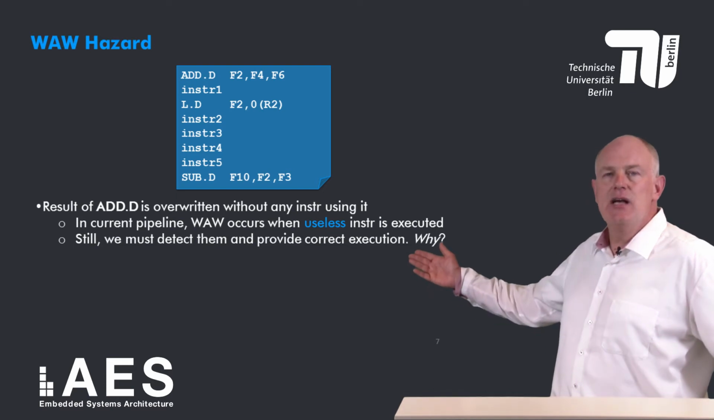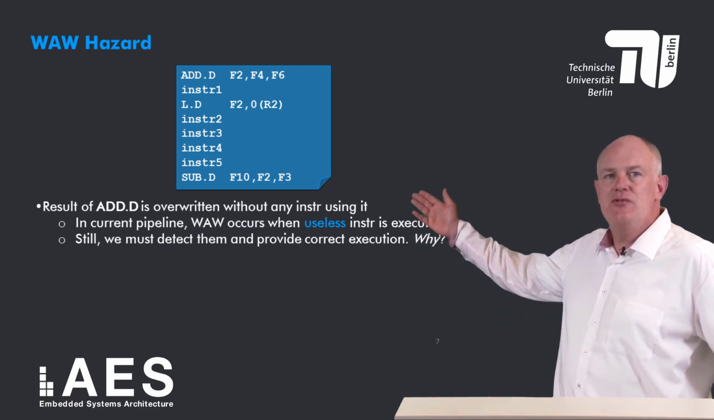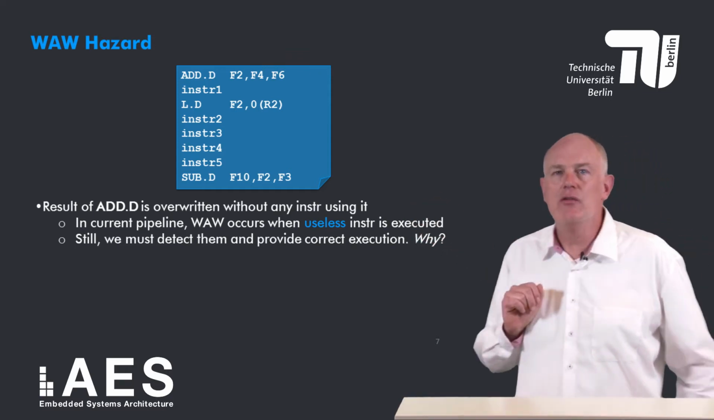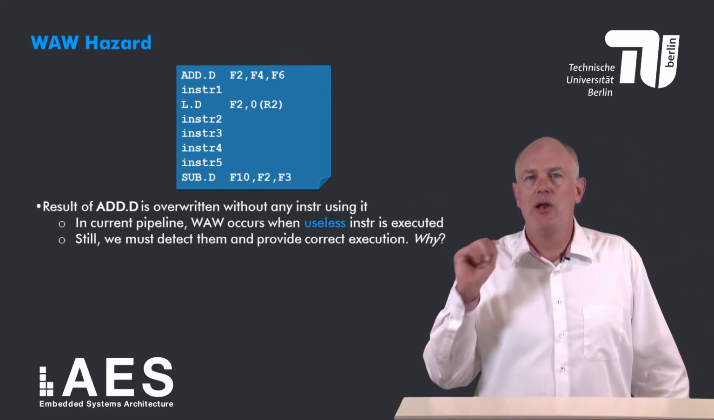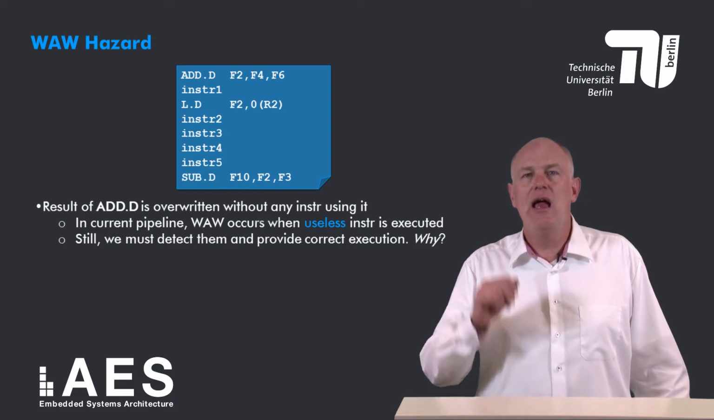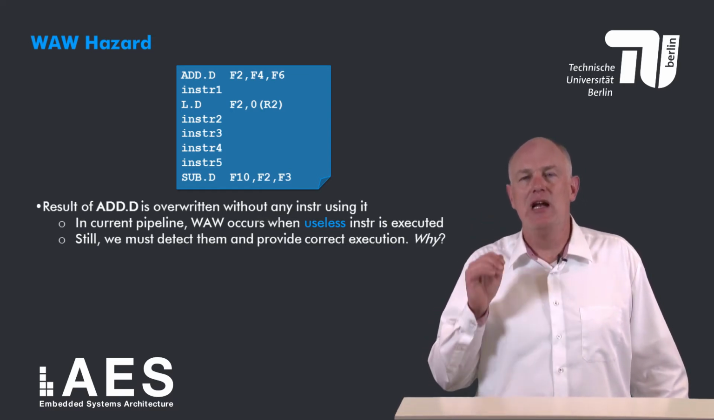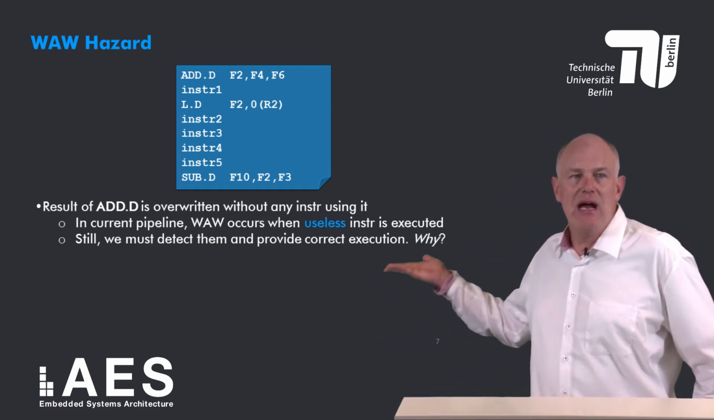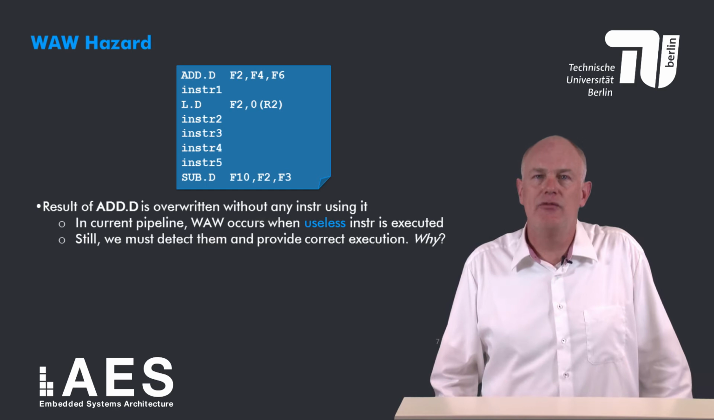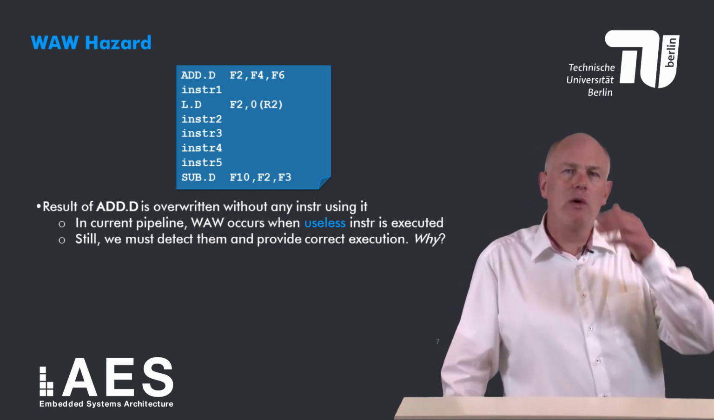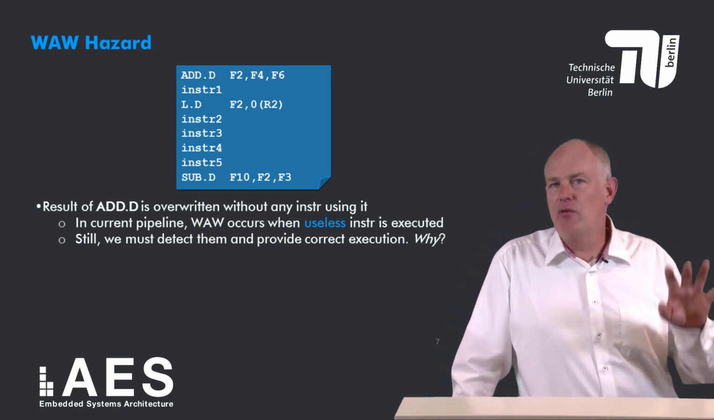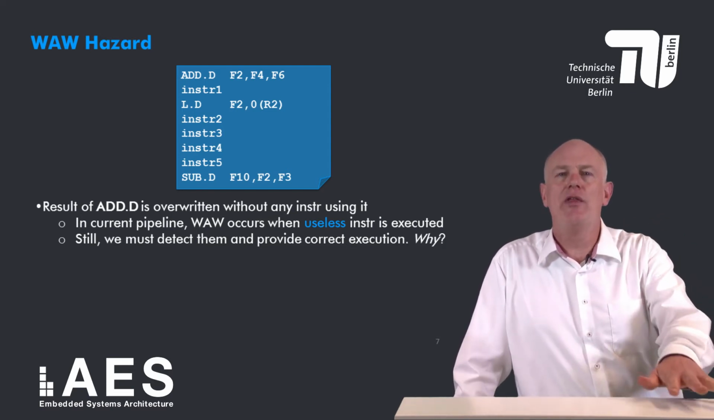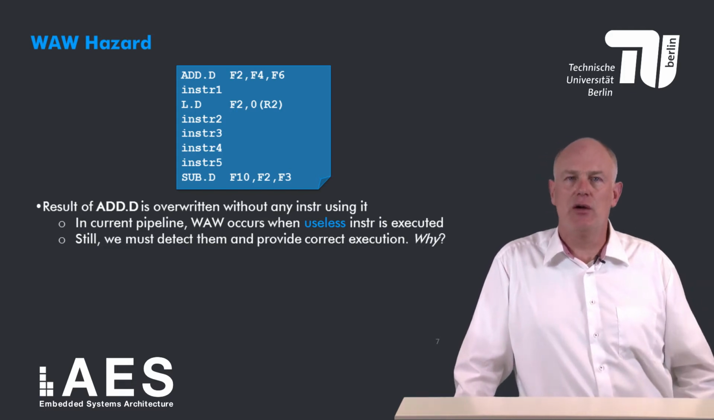Let's consider this example once more. The first instruction is the add double that writes to F2. Then we have an arbitrary unrelated instruction. Then we have the load double that also writes to F2. And then we have 4 arbitrary but unrelated instructions. And finally we have the subtract double that uses F2. If we look at this code carefully, then we see that the result of the add double is, as it should be, overwritten without any instruction using the result.